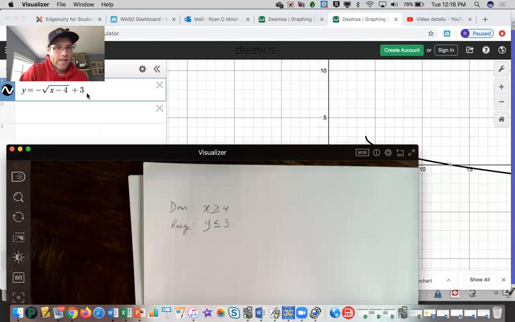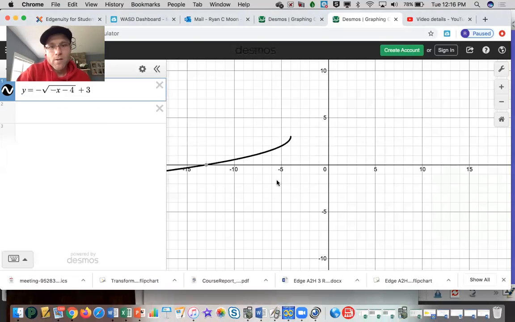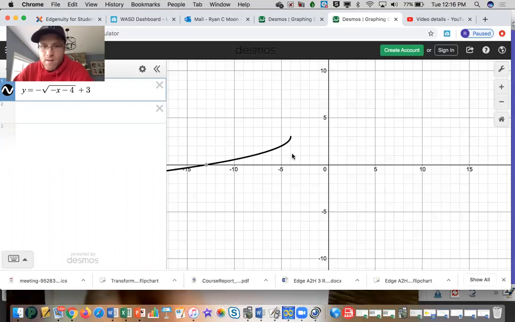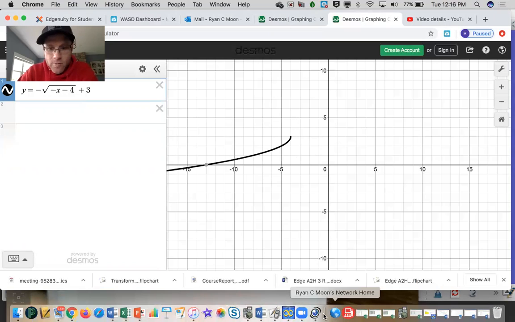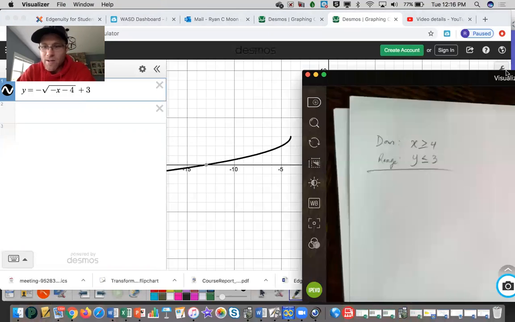So let's see if I can make up another one here. All right, so this graph over here starts at, let's see if I can switch my document camera to the other side now. There we go.